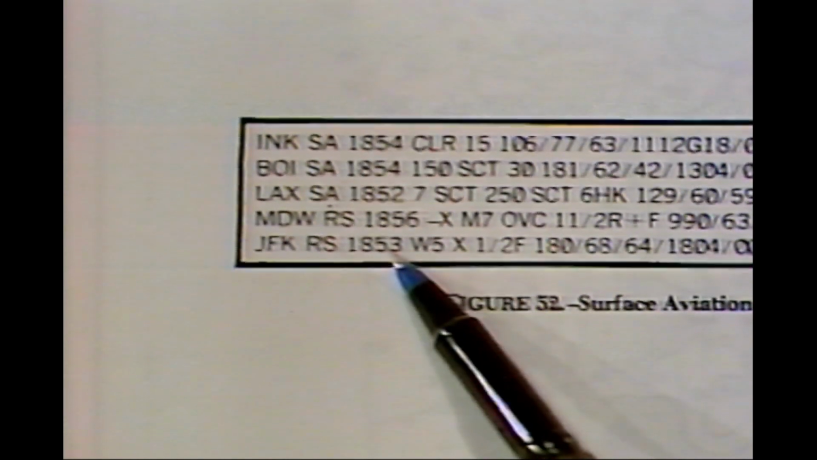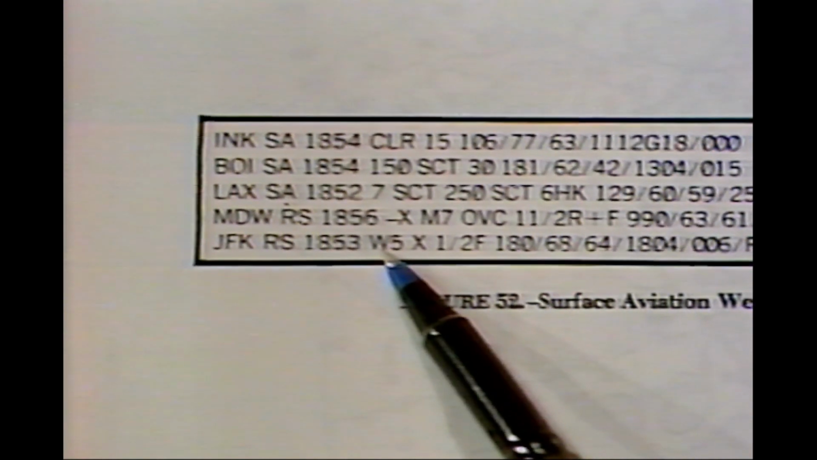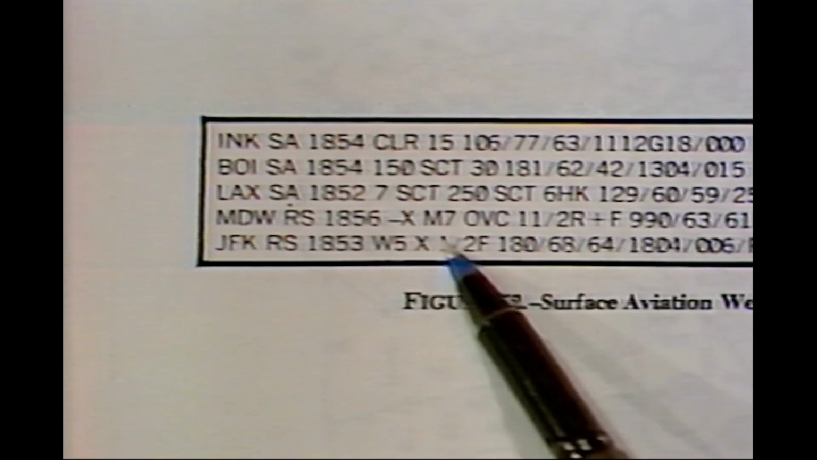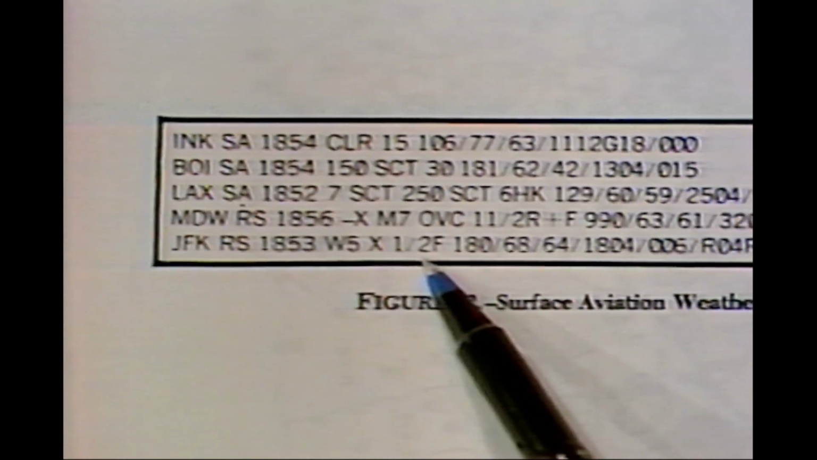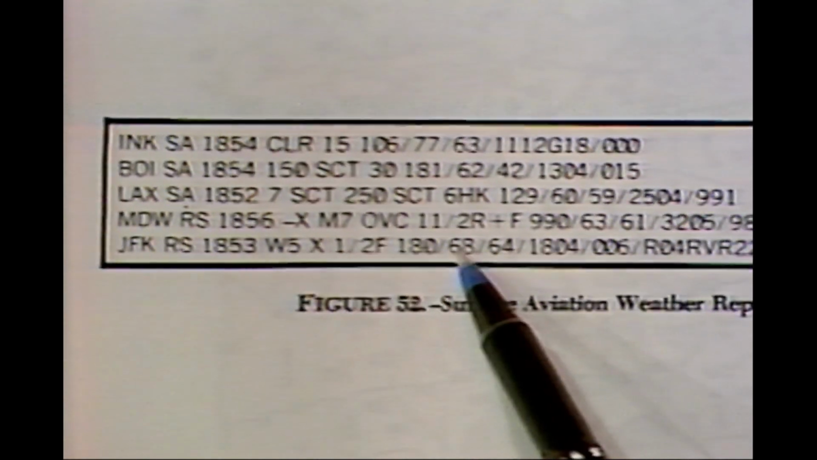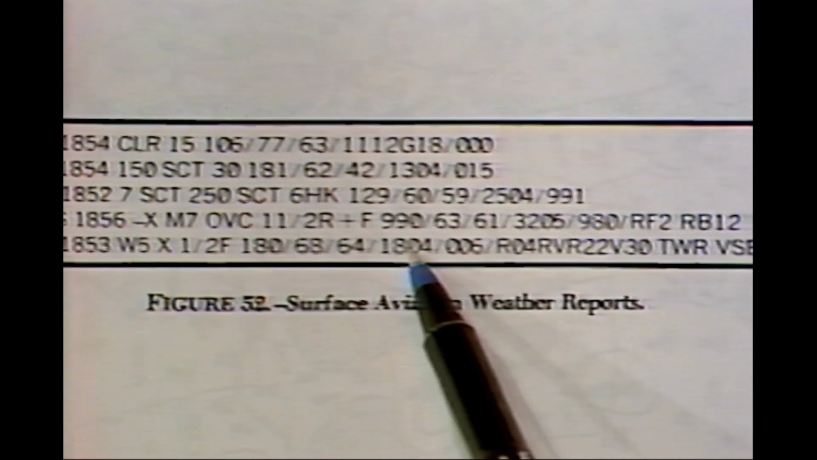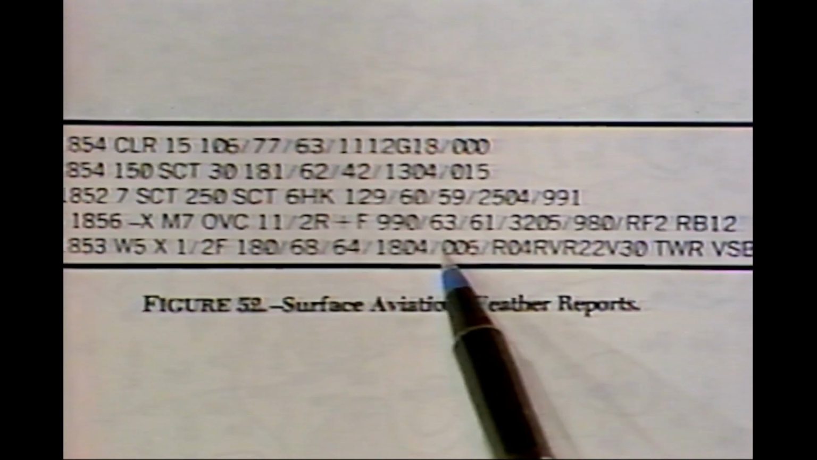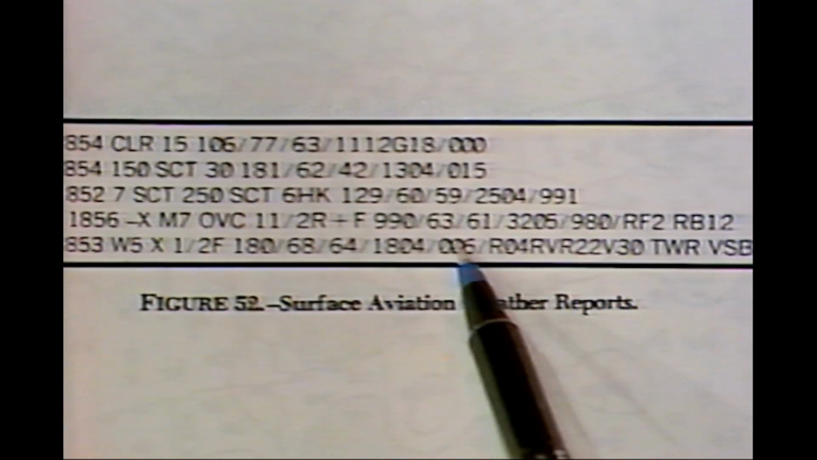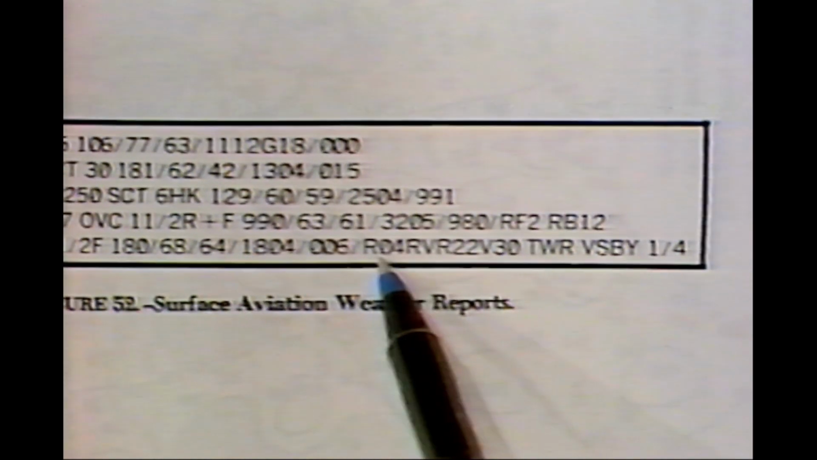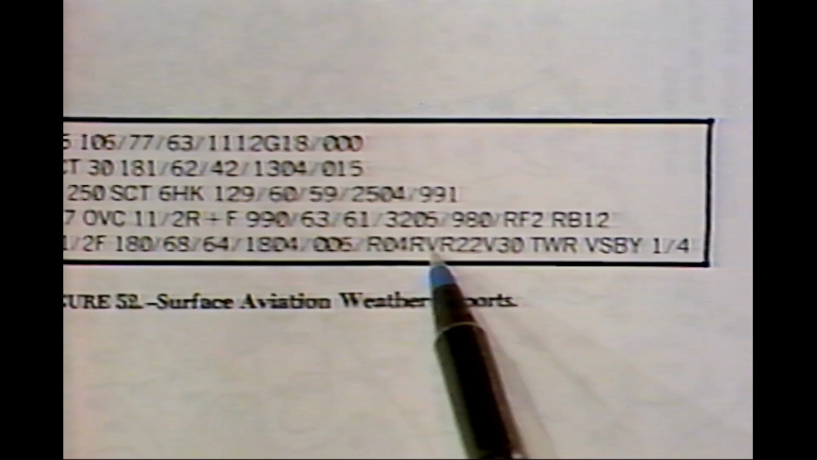It's a record special at 1853 Zulu. We have indefinite ceiling. That W stands for indefinite ceiling. You're just going to have to memorize that. 500 feet obscured, X is obscured, 1/2 mile visibility due to fog. The temperature is 68, the dew point is 64. The winds are from 180 at 4 knots. The altimeter is 30.06 inches of mercury. And then we have a remark that talks about the visibility. They're just saying runway 04 RVR, runway visual range, is 2,200, variable to 3,000 feet. And then tower visibility is a 1/4 mile.